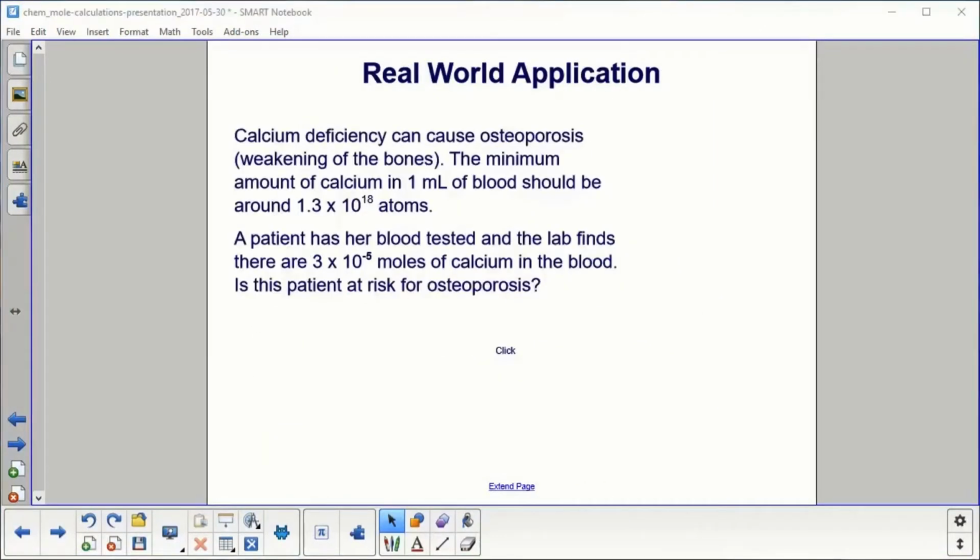Calcium deficiency can cause osteoporosis, weakening of the bones. The minimum amount of calcium in 1 milliliter of blood should be around 1.3 times 10 to the 18th atoms. A patient has her blood tested and the lab finds there are 3 times 10 to the minus 5th moles of calcium in the blood. Is this patient at risk?